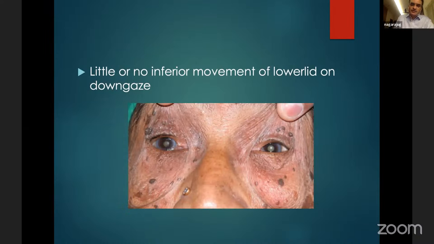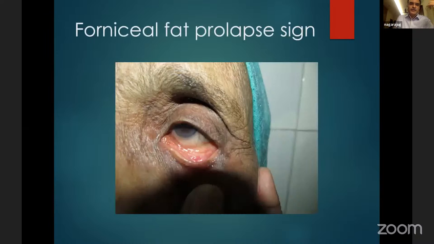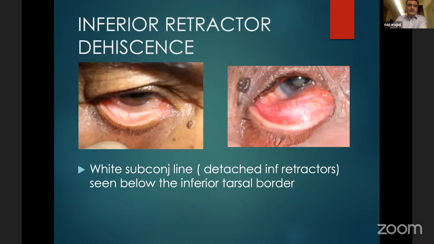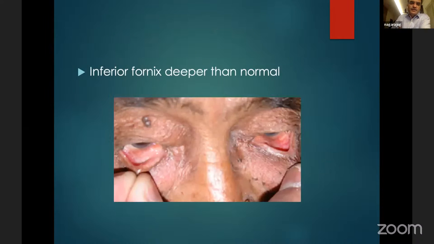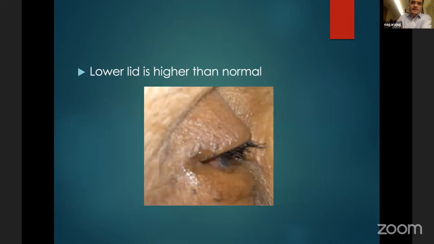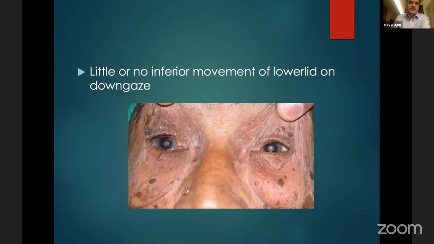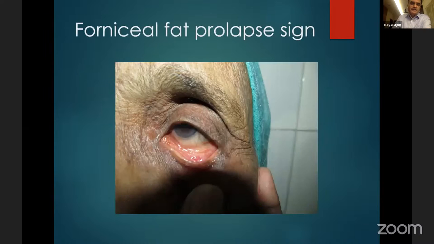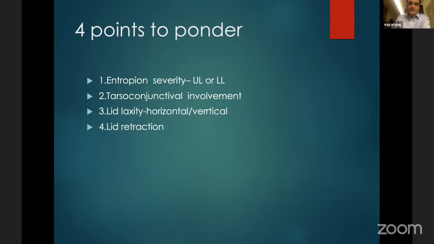You ask the patient to look down, and the lid will not move down because the inferior retractors are not working there. Sometimes you can see the fat prolapse sign, that is the fornicial fat prolapse sign. So the vertical laxity of the lids, mainly because of the dehiscence of the inferior retractors of the lid, the signs are the white line, the fornix being deeper, the lower eyelid being at a higher position than normal, and little or no movement of the lower eyelid on down gaze. And sometimes you can see a prolapse of the orbital fat also.